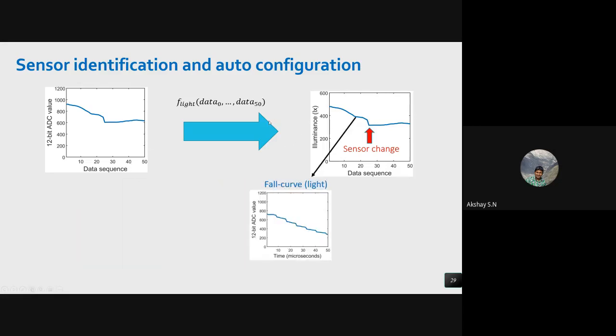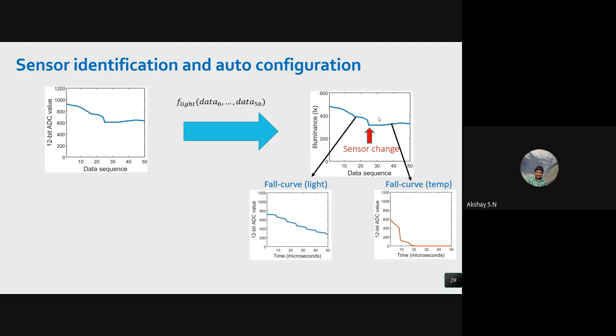However, if you use fall curve, right, if I see the fall curve of the point before sensor change, this is the fall curve of the light sensor, and this is the fall curve of the temperature sensor, right? You can see there are two distinct fall curves, and hence I can automatically detect there was a sensor change, which means somebody interchanged a light sensor with a temperature sensor.